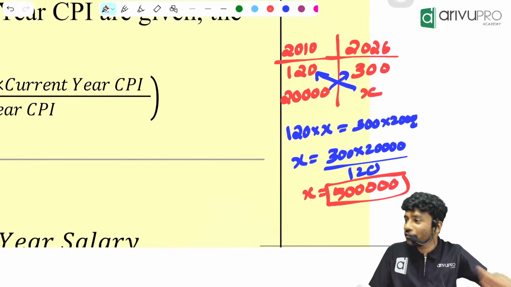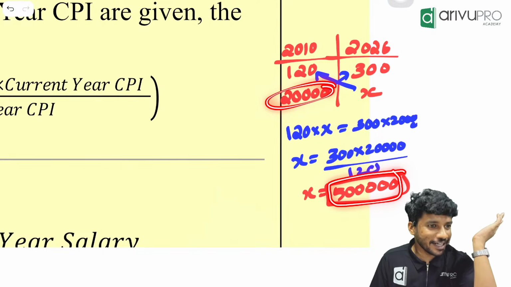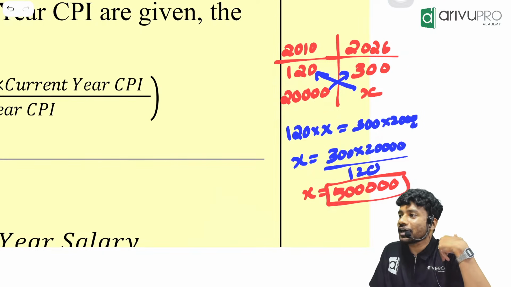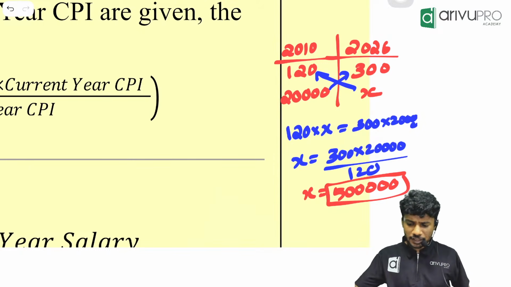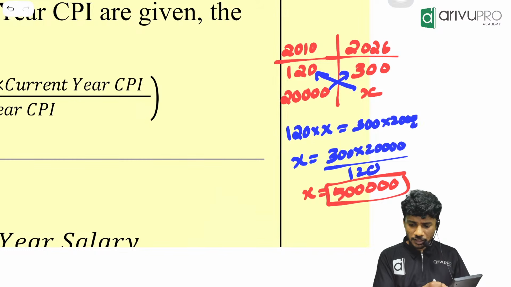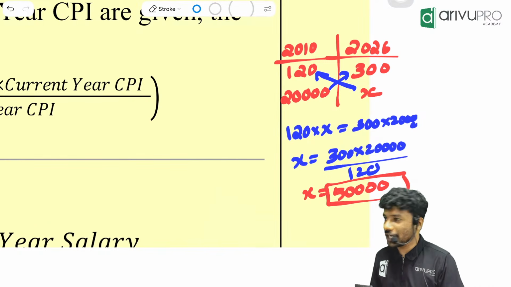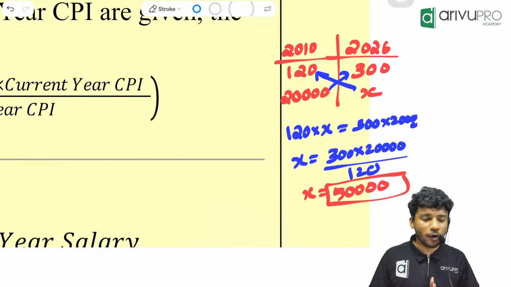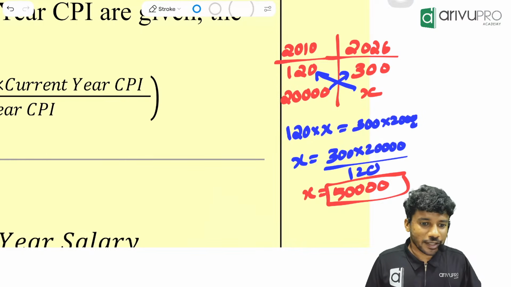With the tracking of inflation, whatever they paid me at that time, they should be paying how much currently? Okay, 50,000, not 5 lakh, 50,000. That is the meaning of current salary. So they should be paying me 50,000 currently.